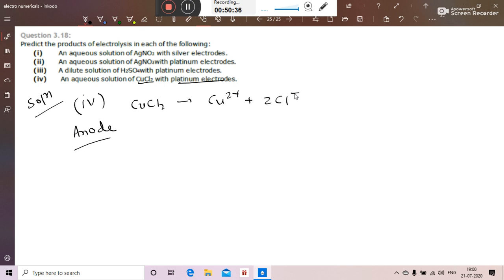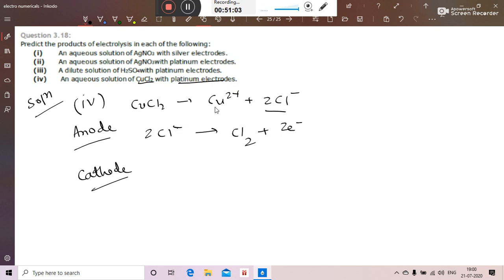Now at anode oxidation takes place. So chloride ion will undergo oxidation at anode. So at anode, oxidation of chloride ions, that means 2Cl minus is there, so they will lose 2 electrons, and both the Cl atoms will convert into Cl2 gas. The chlorine gas will be formed, and at cathode, reduction of copper ion will take place.